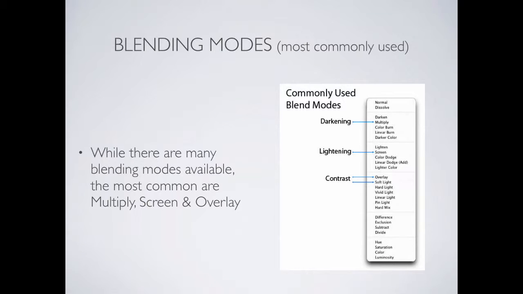So let me try to explain how these work together. These are the most common ones. I already pointed these out: multiply and screen. And then in the contrast mode, we're going to use 2, overlay and soft light. Today we won't use soft light, but down the road in the semester we'll use soft light as well.